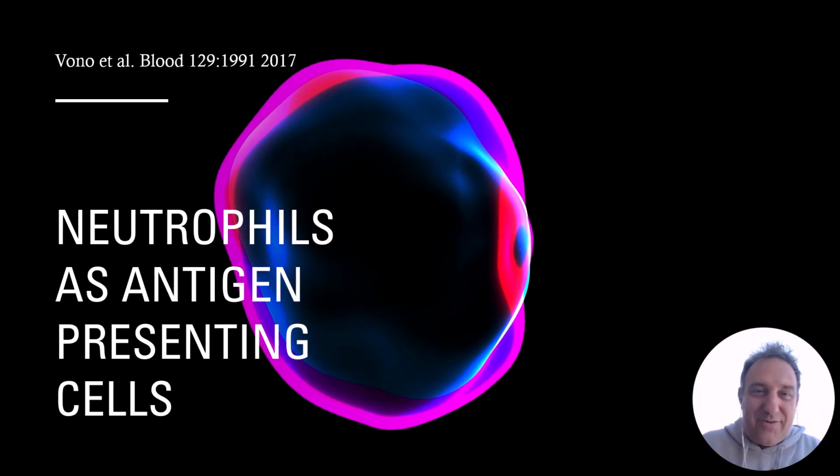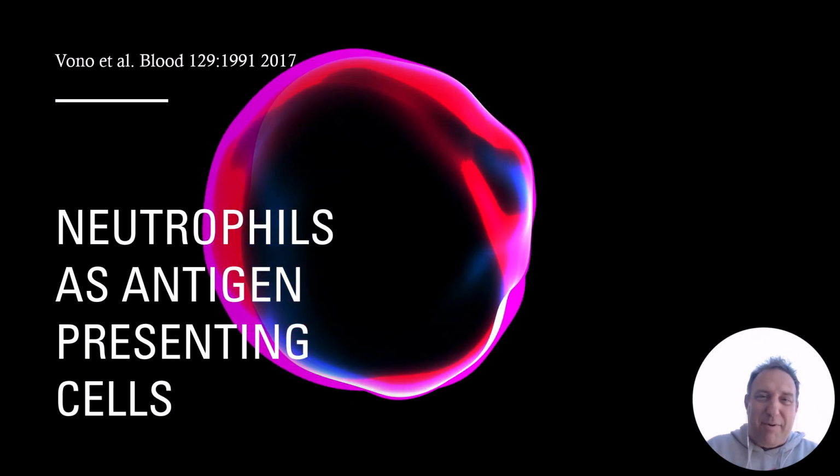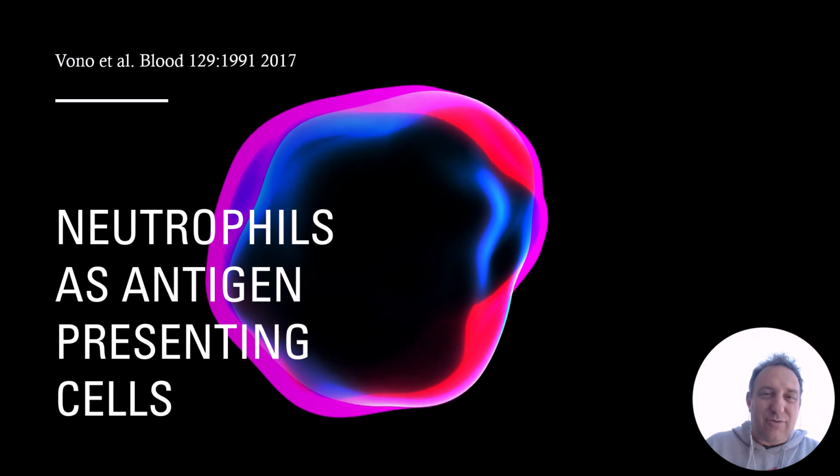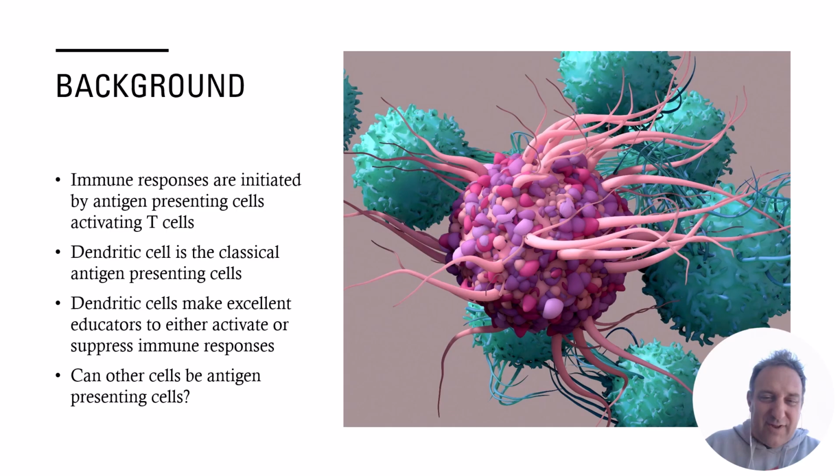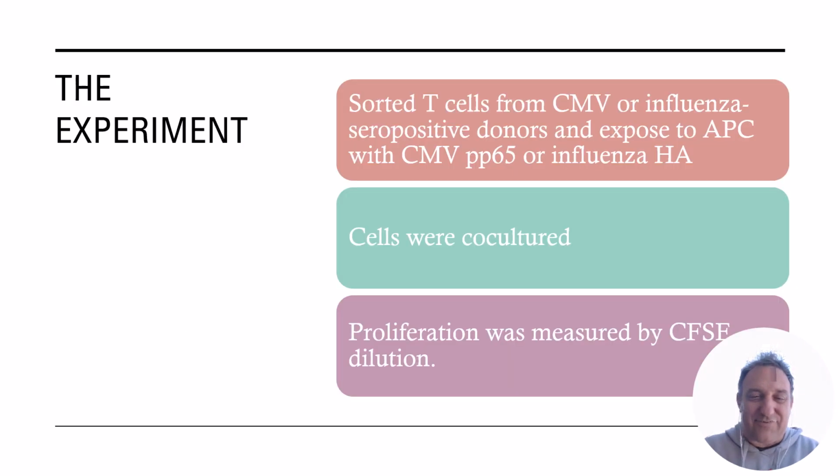Hello, my friends. We want to talk today about an interesting paper published in the journal Blood that says neutrophils can act as antigen-presenting cells. Antigen-presenting cells are cells that tell T cells what to attack or what not to attack. The typical antigen-presenting cell we think about when we say antigen-presenting cell is a dendritic cell. This is a picture of a dendritic cell interacting and activating T cells.